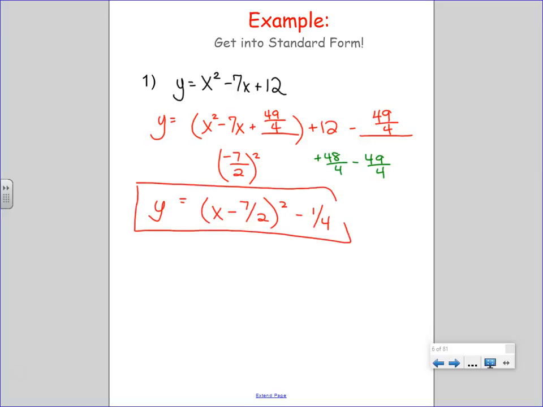Oh my gosh, what happened? I got it. I multiplied by 2 instead of squaring, so I did 14. Square it: 7 times 7.